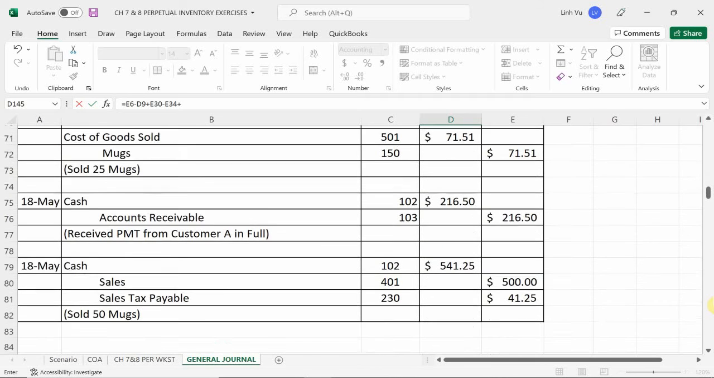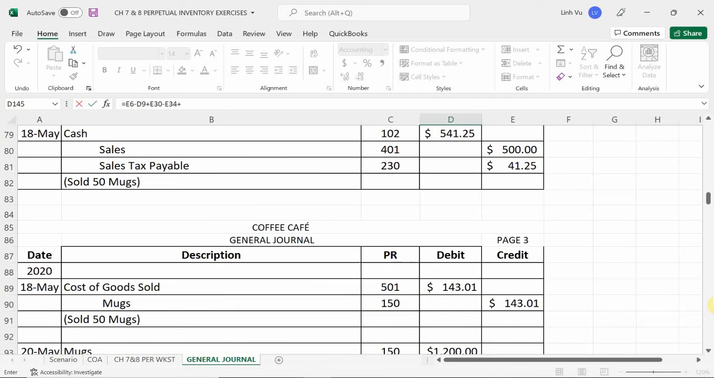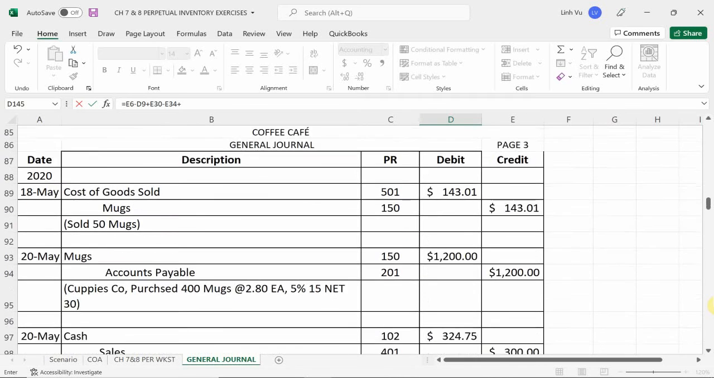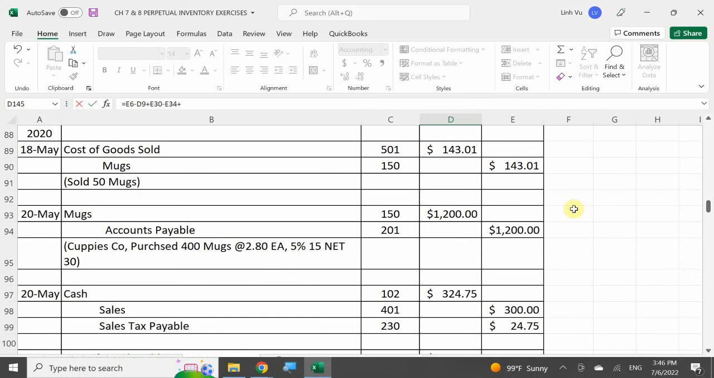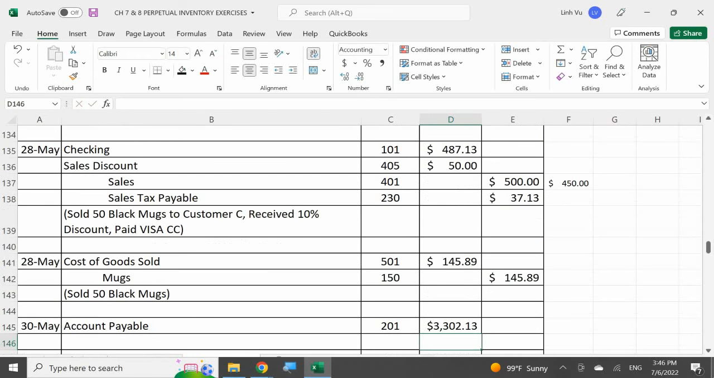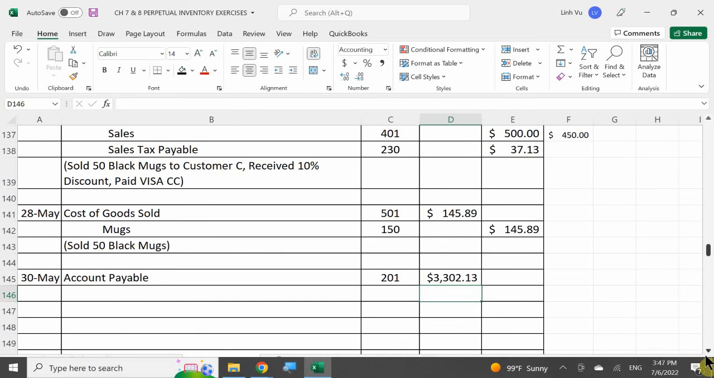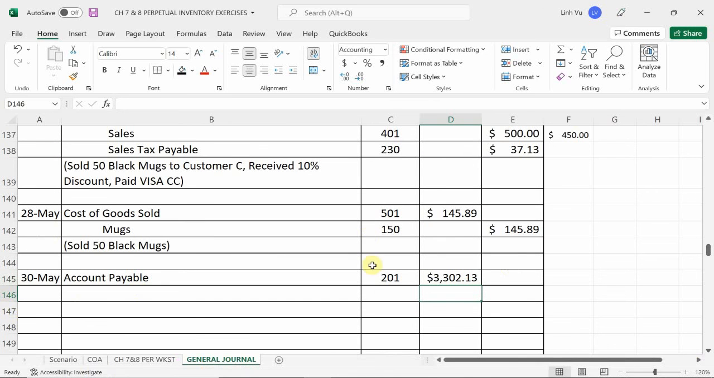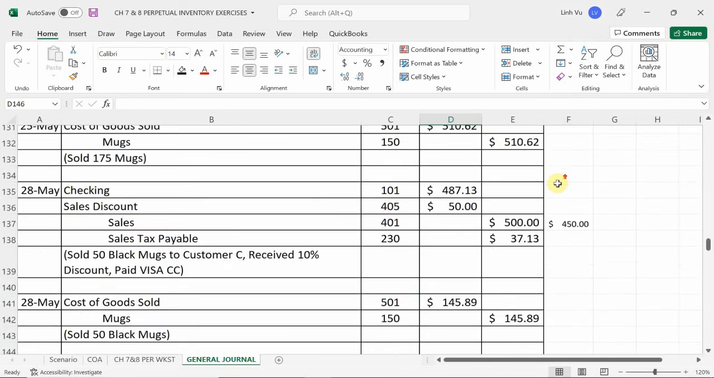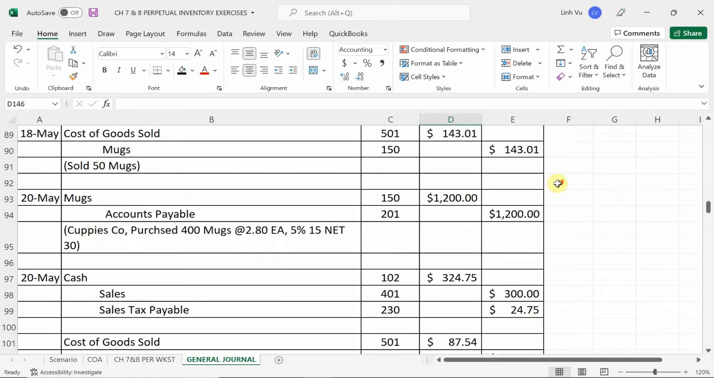Okay, May 20th. Where are you, May 20th? Here you are, May 20th. So I end up charging my account for $1,200. So in grand total, right now, I owe a grand total of $3,302.13, right? If you want to run those numbers one more time, right, you have 1,200.